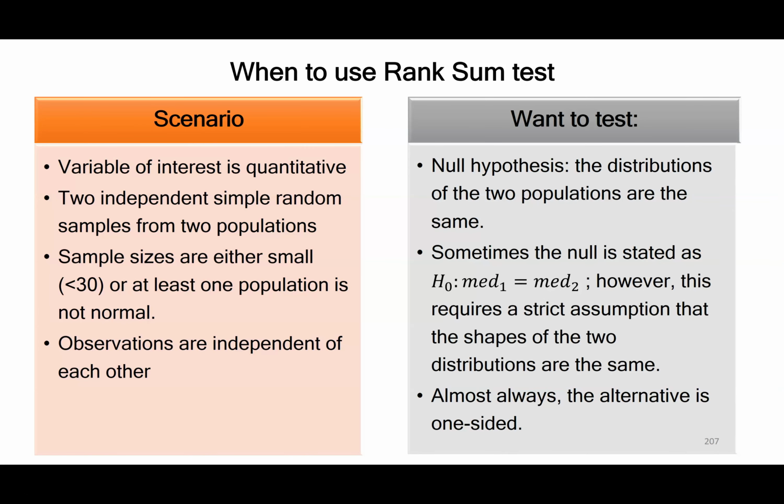So when to use this rank sum test? The first step is if you are looking at a variable that is quantitative, you need to have two independent samples from two independent populations. So no matched samples, not for this test. It's going to be scenarios where your sample sizes are really small, or you know at least one of the populations is not normally distributed, and you know that the central limit theorem is not going to kick in and save the day.